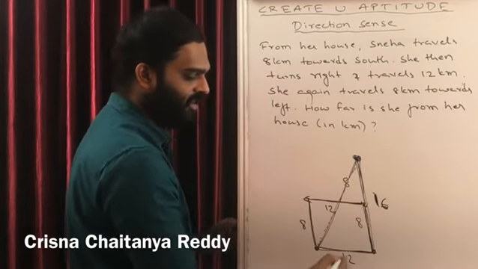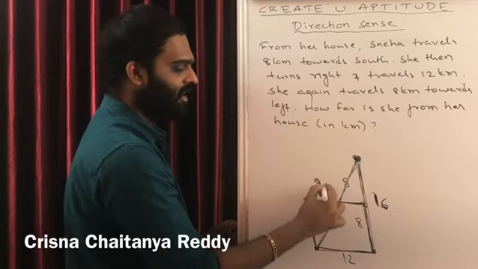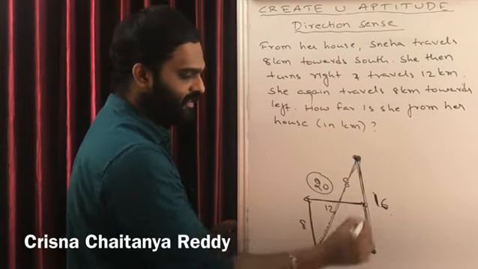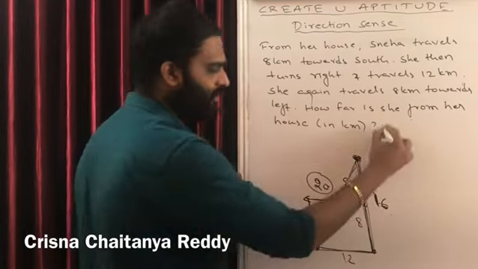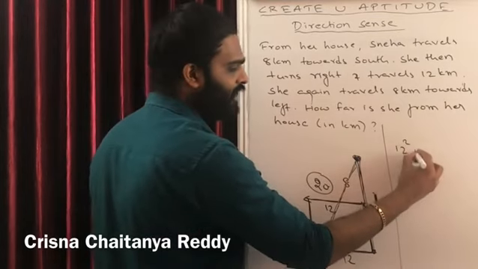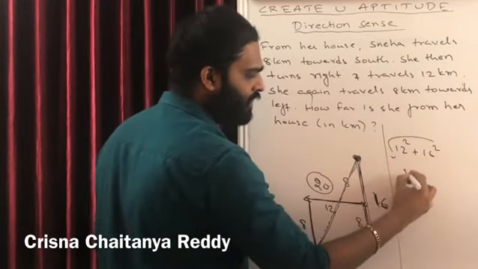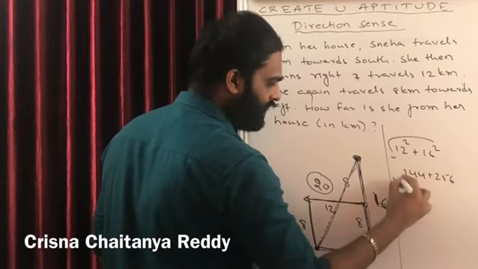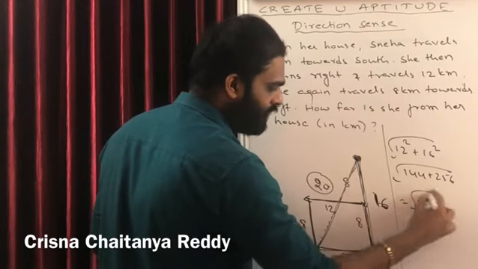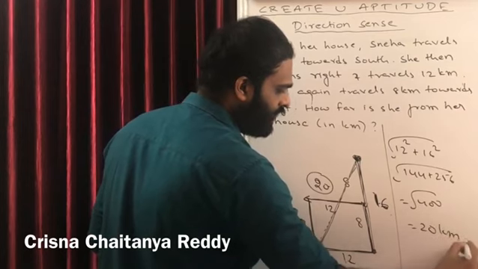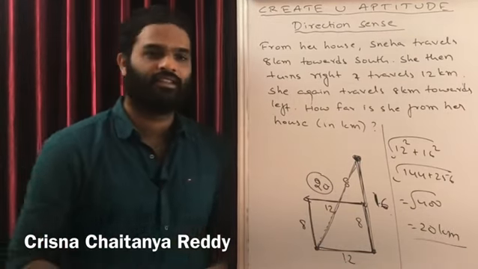I have to measure this. If this is 12 and this is 16, this has to be 20. We have discussed this: 16, 12 will become 20. Otherwise, if I have to answer, I can say the square root of 12 squared plus 16 squared, the square root of 144 plus 256, the square root of 400, which is equal to 20 kilometers. So this is how you can answer these kinds of questions.